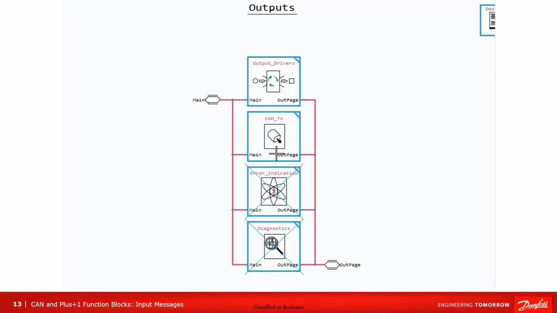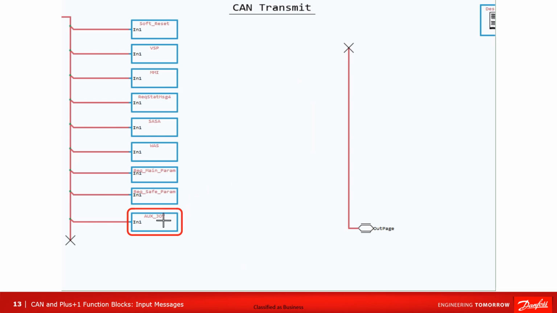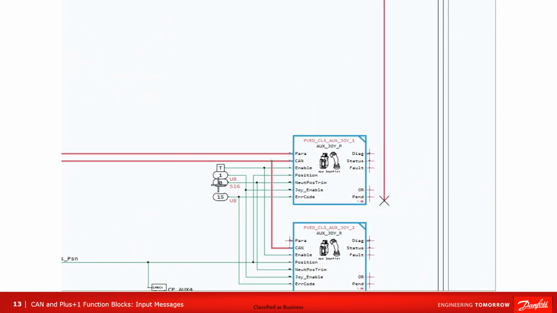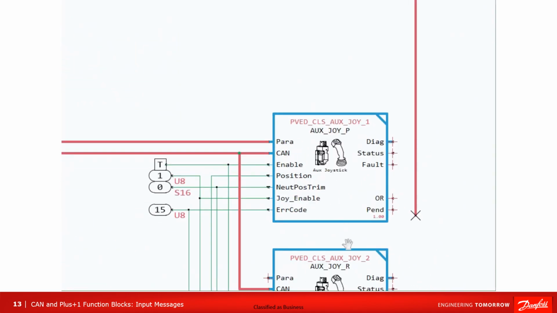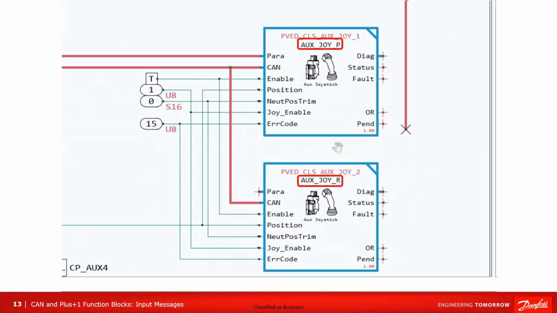Different function blocks can be added for use with different functions. For example, if an aux device, such as a joystick, was being added to the machine, then a new page would be created. In this page, the function blocks for the joystick can be added. The function blocks must have a primary and a redundant block. These blocks must be named differently, or there will be an error in the code when compiling.